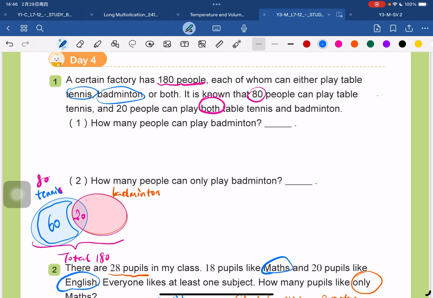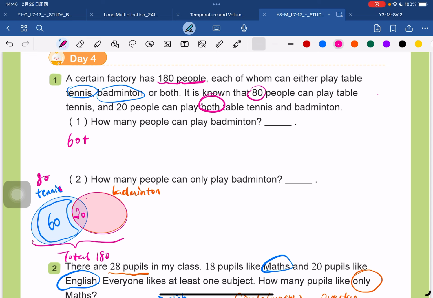So after you know the 60, what can we know? The 60 plus the whole circle on the right, which are the students who play badminton, will be all of the students in our diagram, right? So that would be 180. For the students who can play badminton, that would be 180 take away 60, which is 120. That's it. So we find there are 120 students who can play badminton.